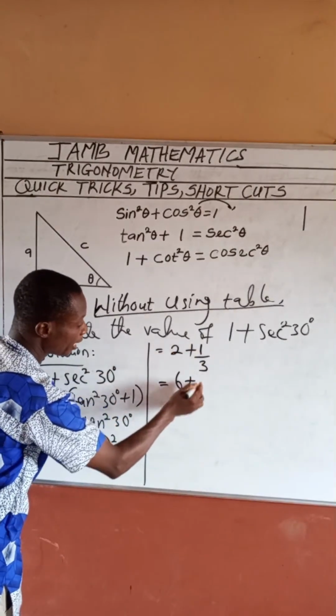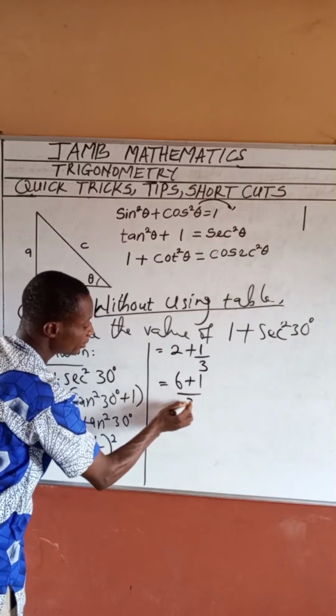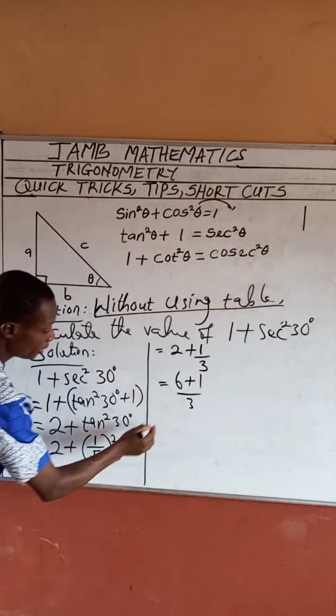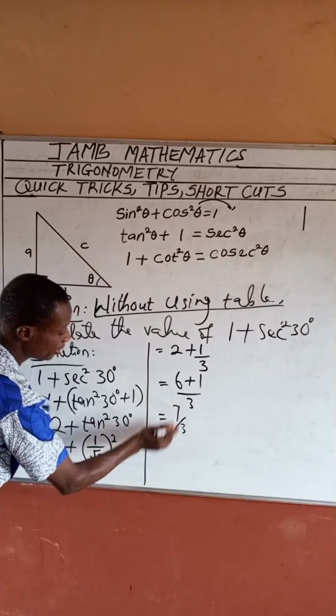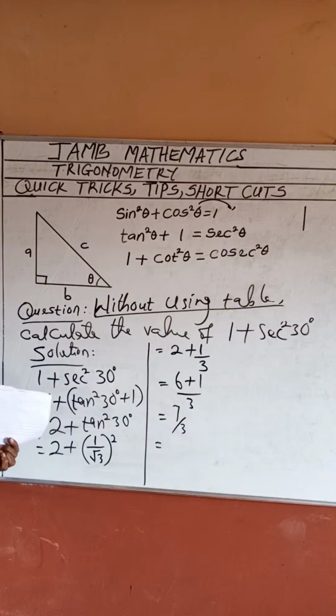Then plus this one here, then divided by the 3. This is what you are going to do. Then this gives us 7 divided by 3. So we can leave it like this as an improper fraction, or we go ahead.